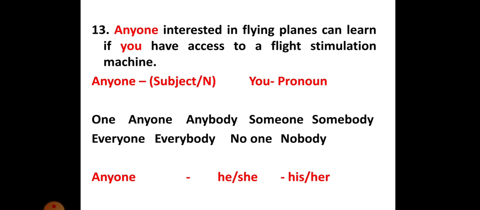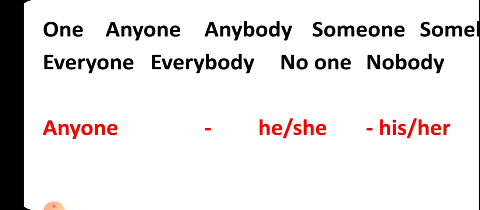Remember, anyone, anybody, someone, somebody, everyone, everybody, no one, nobody, all these pronouns should always be used as singulars. Whenever you use these pronouns as subjects, they should be followed by singular pronouns. Here you have used anyone as the subject, anyone interested. So anyone is singular. If you want to refer to anyone again, you should be using a singular pronoun. But here you have used a plural pronoun called you. Anyone interested in flying planes can learn if he or she has access, not if you have access. This is wrong. Anyone or the other pronouns that I have listed above should be followed by he or she, or his or her if you are referring to the possessive case.